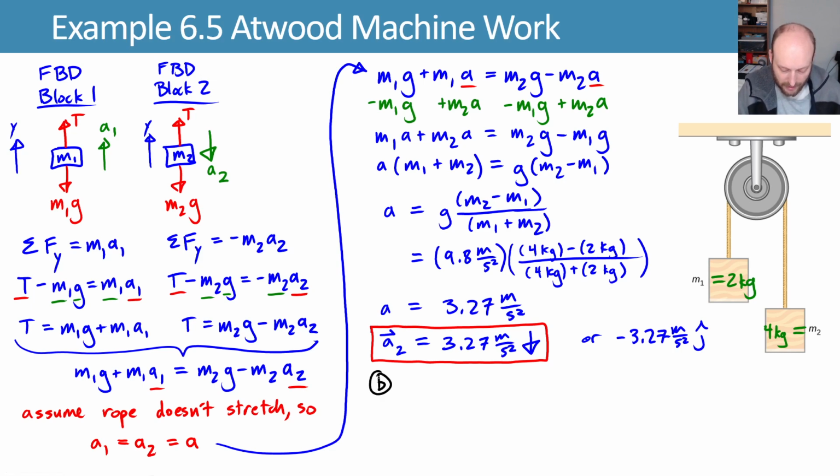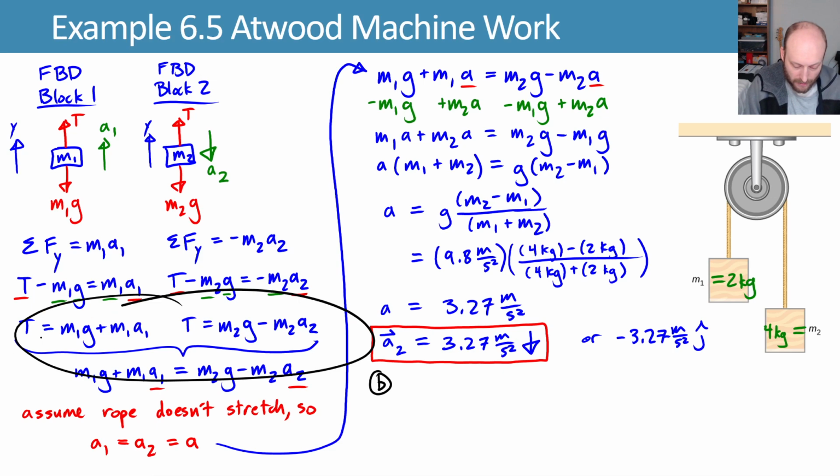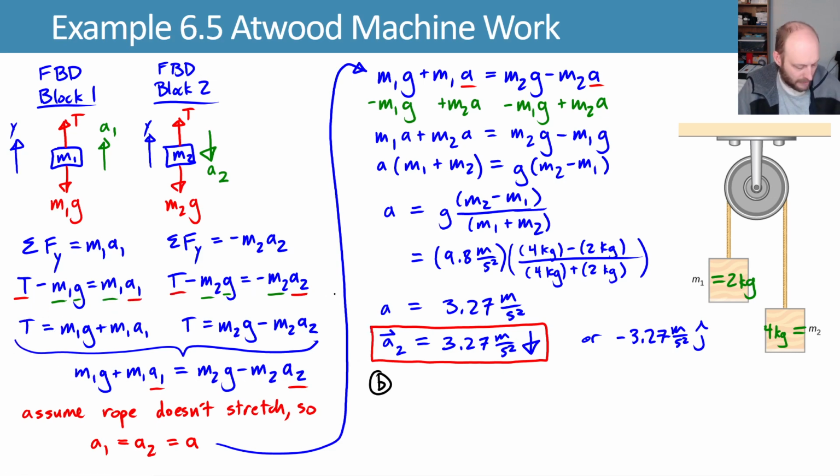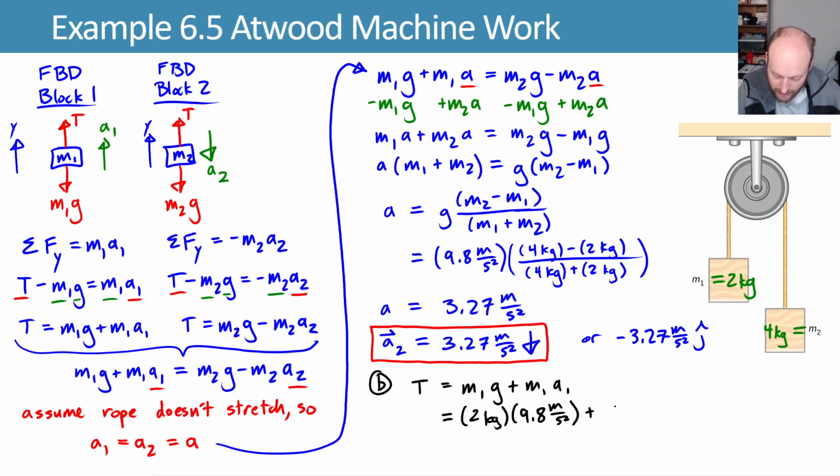So for part B, it asked us to find the tension. Luckily, we have expressions over here that we can just substitute back into to find the tension. Let's go ahead and do that and say, just picking one of them, tension is equal to M1G plus M1A1, which remember is just equal to A. And so when we plug in values for this, we have 2 kilograms times 9.8 meters per second squared, and then plus that same 2 kilograms, so maybe I should have factored here to make my life a little bit easier, but we'll just press forward at this point, 3.27 meters per second squared. And evaluating that, we get a tension in that rope of 26.1 newtons.